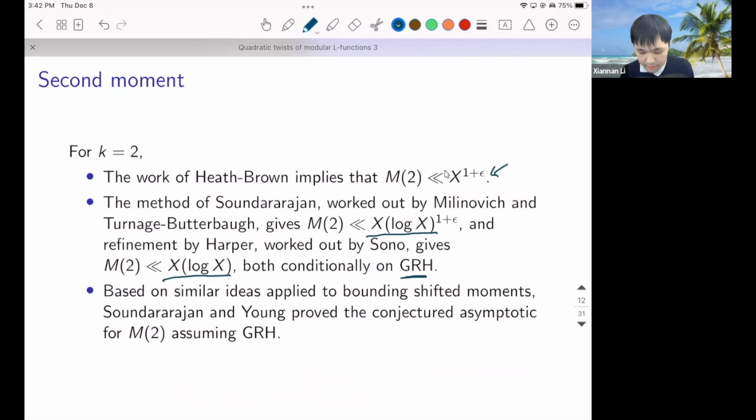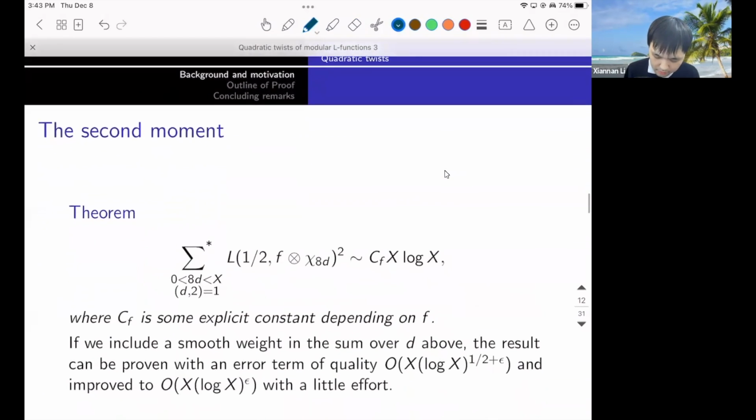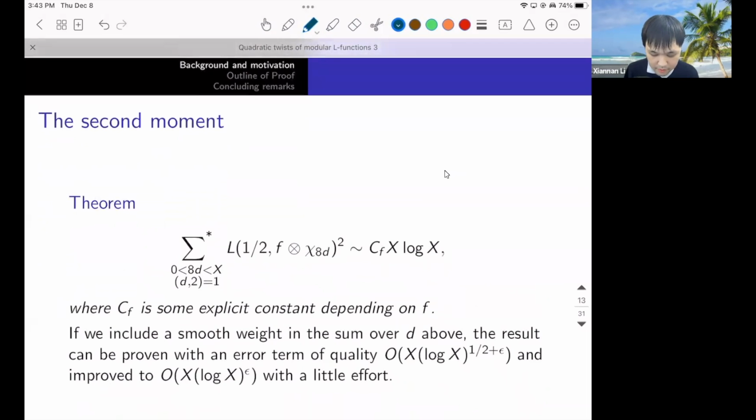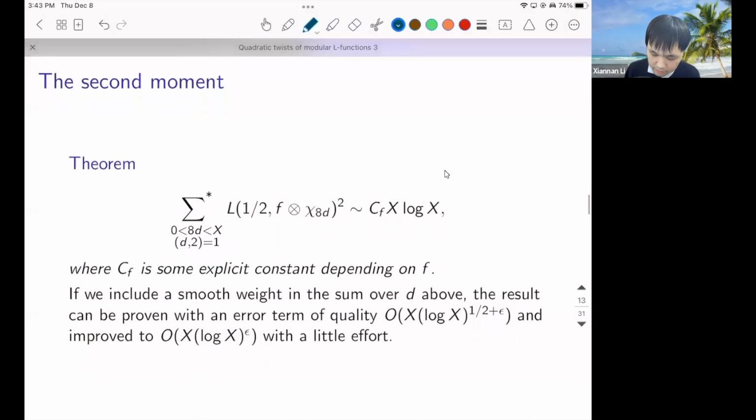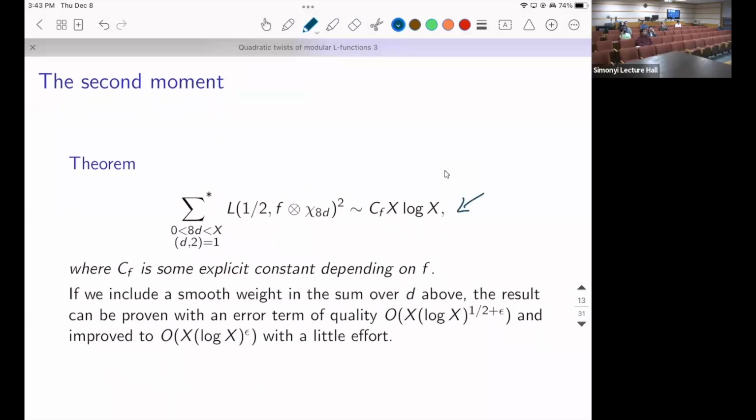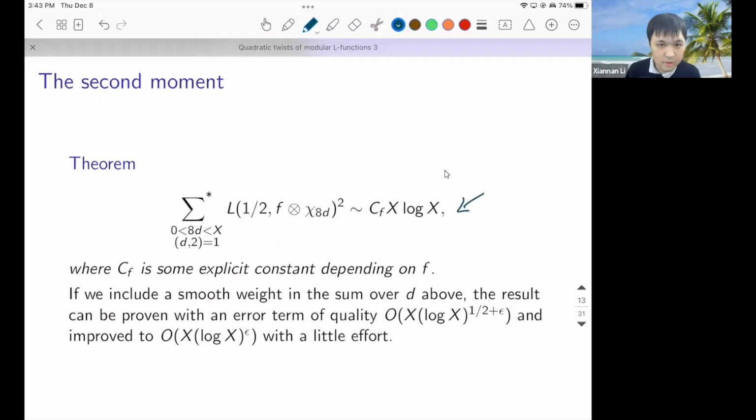Now, based on similar ideas, and by similar ideas, I mean ideas from here, but applied to bounding shifted moments, Sound and Matt Young proved the conjectured asymptotic, again assuming the generalized Riemann hypothesis. The main result I want to talk about today is the unconditional proof of this. So the result itself is that the second moment, which is the sum over the square of the L values over certain types of fundamental discriminants, is asymptotic to a constant depending on f times x log x. Okay, so that's the result.